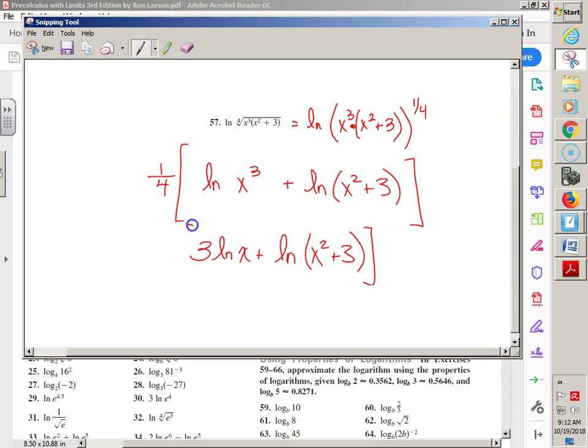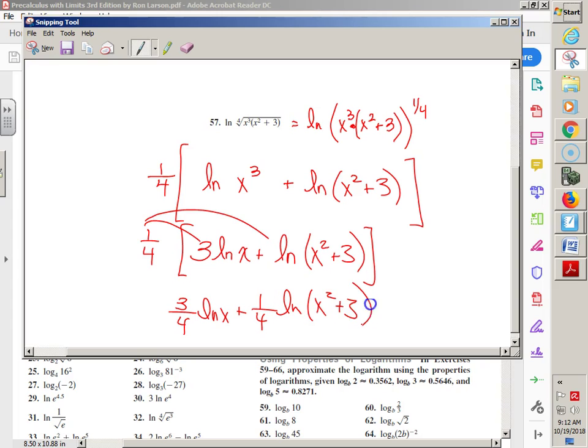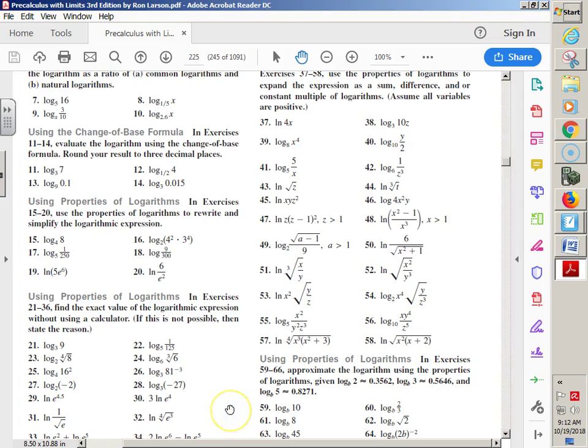I have my little 1/4 that's chilling that can now come in, and I'm done. 3/4 ln of x plus 1/4 ln of x squared plus 3. And I'm done. Does that make sense?